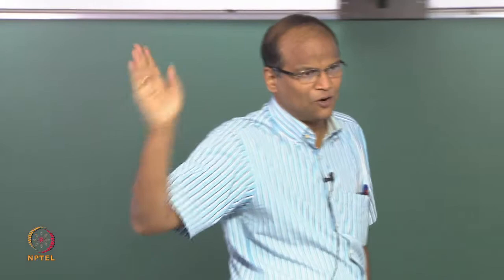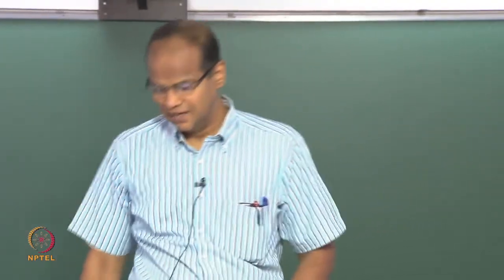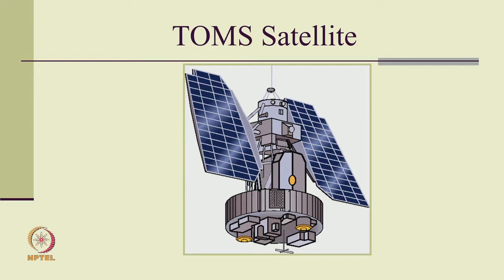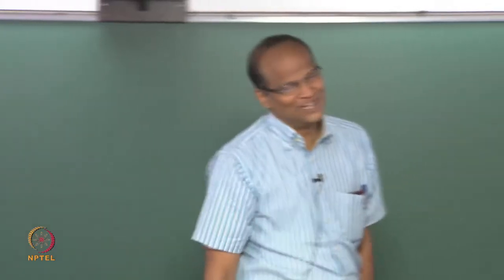It was conclusively established that there is a destruction of ozone, because of which harmful ultraviolet radiation enters the earth and which leads to so many other complications which we will see in the next slide. This is just a picture from the internet. This is the TOMS satellite, a typical one. The sensor is placed inside.